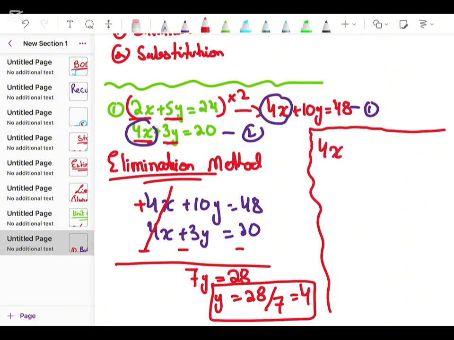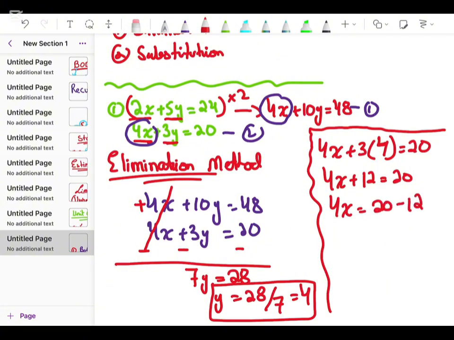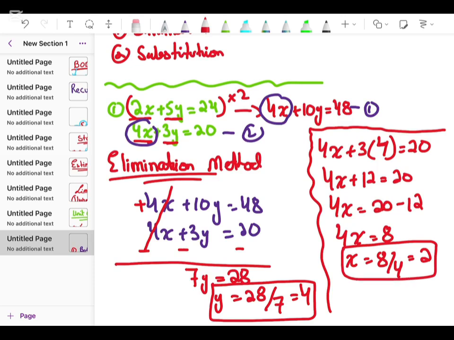So 4x plus 3y, where y has the value 4. So I will put 4 here, equal to 20. 4x plus 3 times 4, that is 12, equal to 20. 4x equals 20 minus 12, which gives us 8. So 4x is equal to 8. 8 divided by 4 will give us 2. So the value of x is 2 and y is 4.